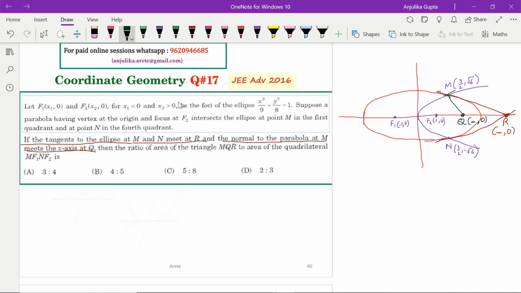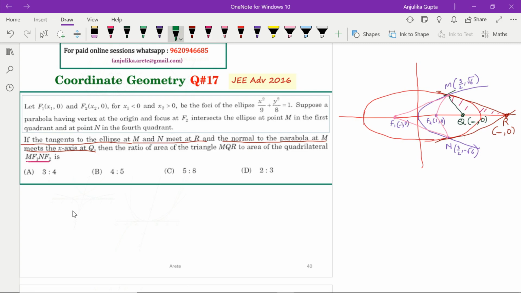Let's read more. Then the ratio of the area of the triangle MQR, you can see this triangle, to the area of the quadrilateral. Look at where this quadrilateral is: M, F1, N, F2. This is the quadrilateral they are talking about. So of course we need to figure out both the areas. Let's first figure out what R is.